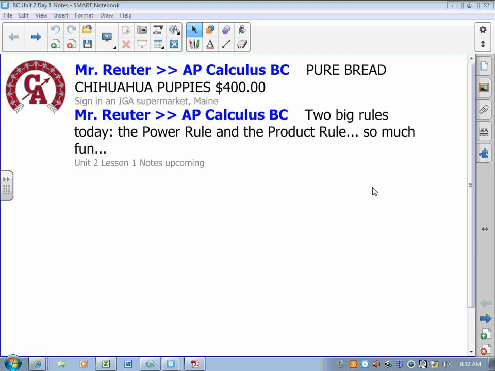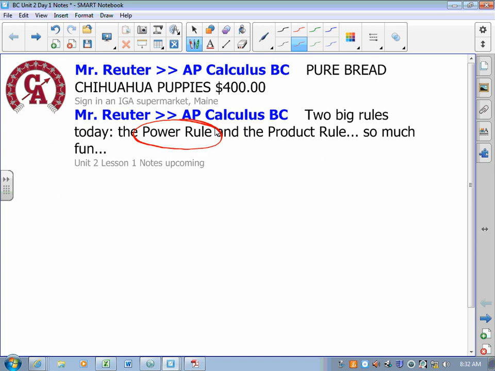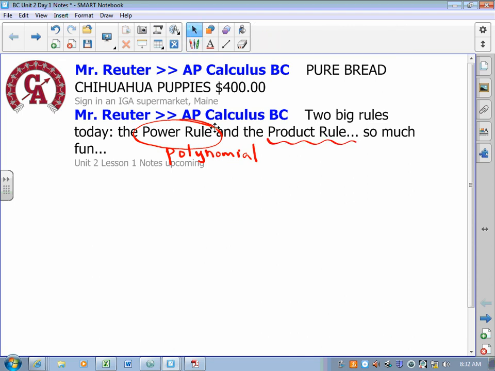Okay, Unit 2. Unit 2 is all about differentiation, how to do it, a little bit of why we do it, but mostly the mechanics of how we do it. And so I'm going to introduce us to two rules we're familiar with from our work last year. One is the power rule, how to take the derivative of a polynomial. The other is the product rule, how to take the derivative of two functions multiplied together.